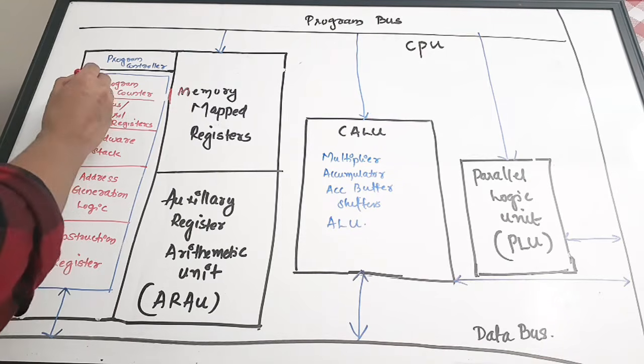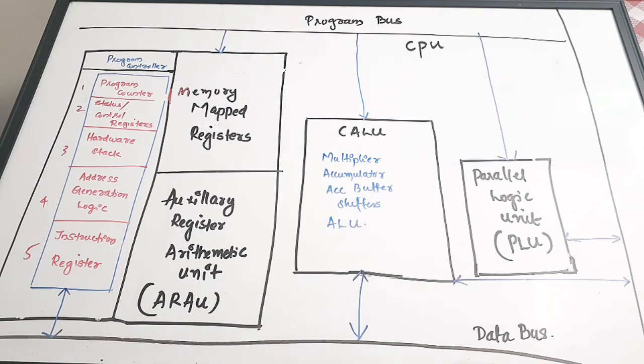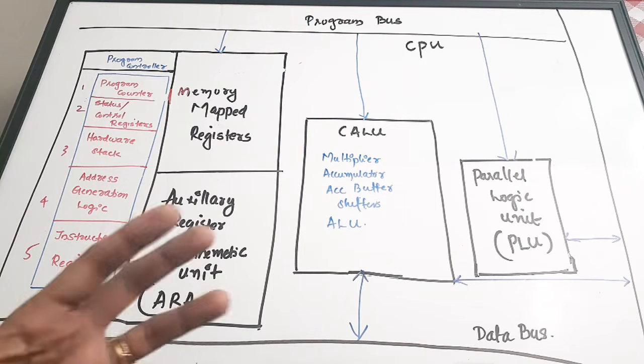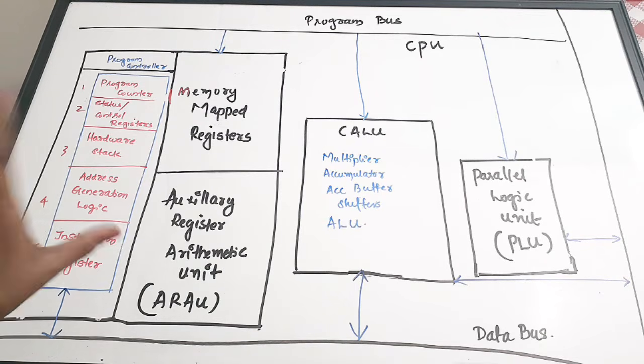How many elements are there? 1, 2, 3, 4 and 5. And apart from this, there are interrupt flag registers and interrupt mask registers. So these are the main elements present in a program controller area.